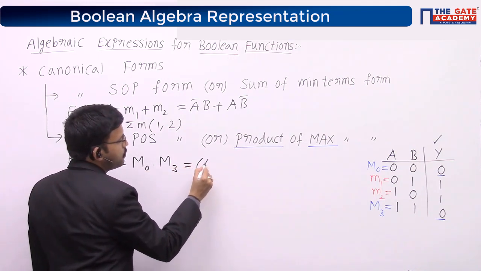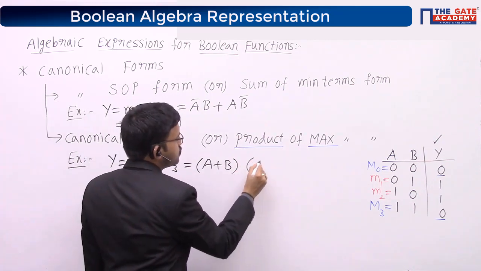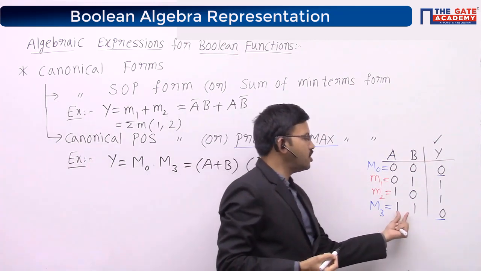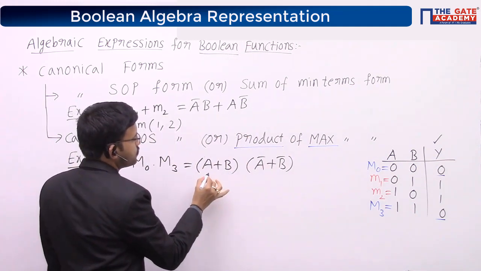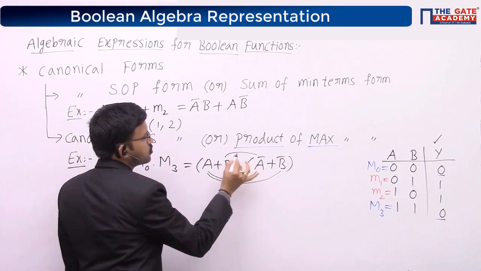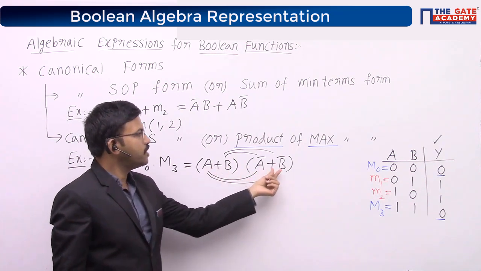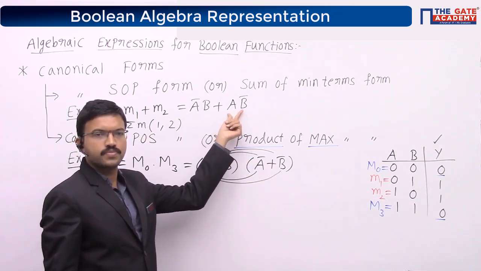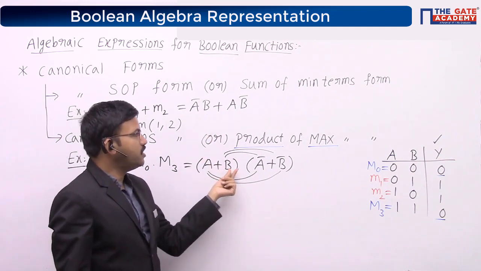M0 is nothing but A plus B. M3 is nothing but A bar plus B bar. A bar plus B bar. Here both the values are 1. A bar plus B bar. Now just multiply A with these two terms. Similarly, B with these two. Here A into A bar is 0. Right? A into B bar, that means I am getting this term. Now A bar into B is nothing but this term. B into B bar is 0.